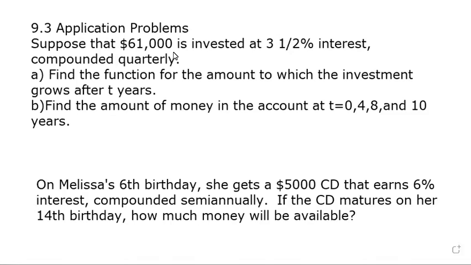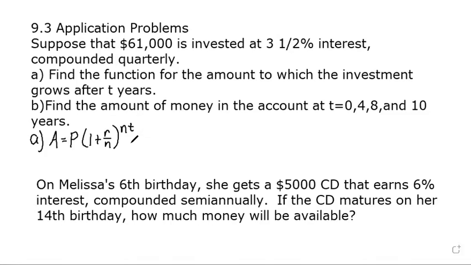So it says, find the function for the amount to which the investment grows after T years. So that's part A. So there is a formula. A is equal to, which A stands for amount, is equal to the principal times 1 plus the rate divided by N, and N represents the number of times it happens per year, all raised to the number of times it happens per year times the number of years.